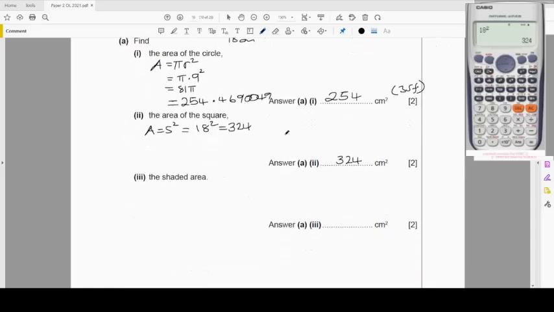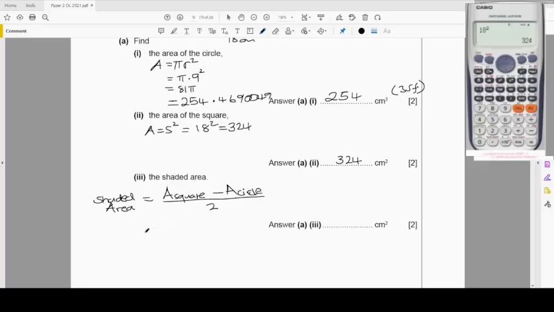So our shaded area, this is the area of the square minus the area of the circle, and then we divide by 2 because we're only interested in half of the area. The shaded area is the area outside the circle, but only half of it, because all those 4 sections are equal.